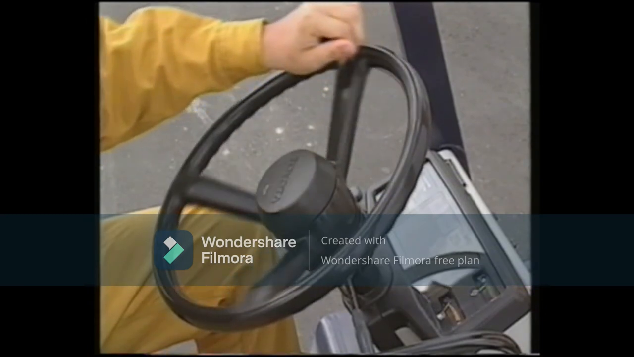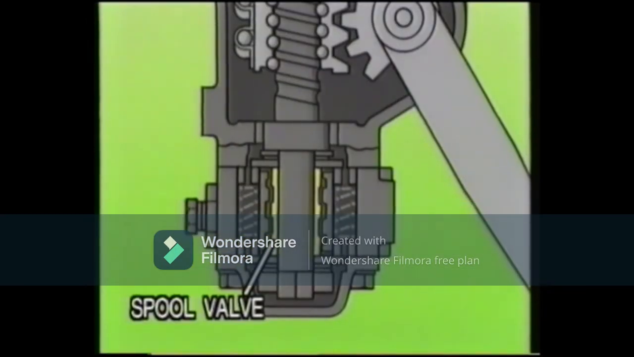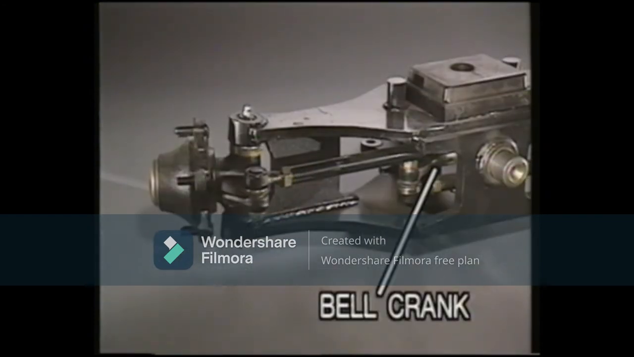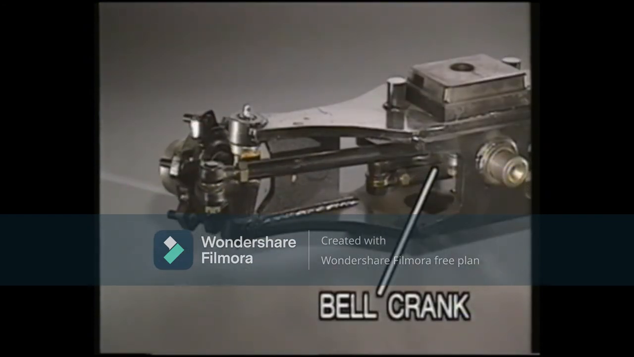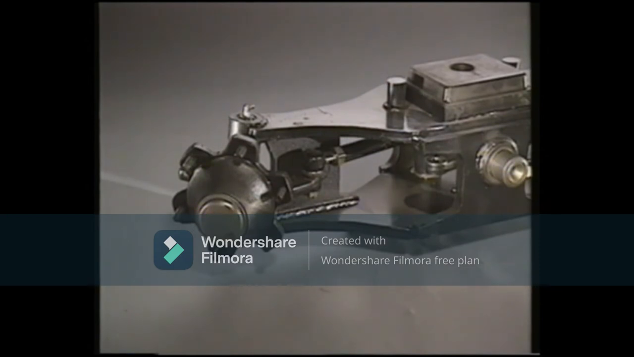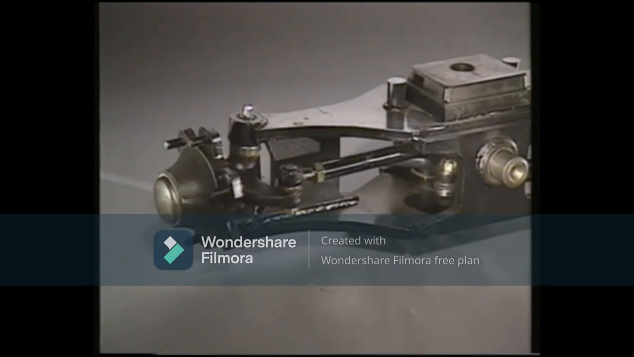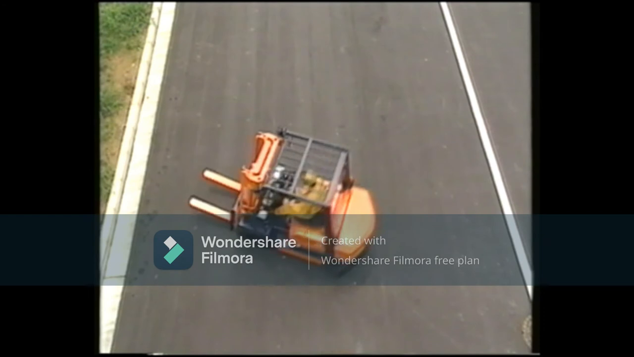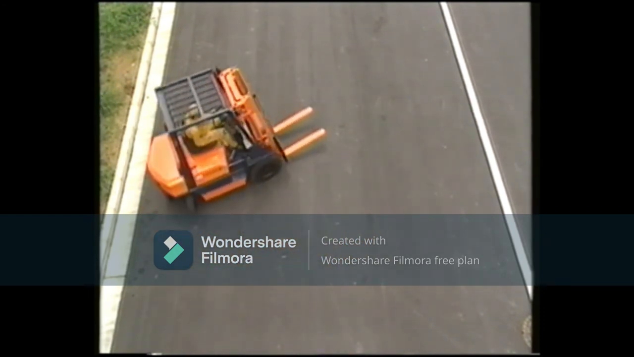As the steering wheel is turned, the spool valve located inside the steering gearbox switches the oil passages according to the rotation of the steering wheel. And the power cylinder rod moves linearly to provide the steering assist power. The linear movement of the rod is changed to a lateral movement by the bell crank, and the wheels are steered accordingly. Forklifts are steered by the rear wheels, therefore the rear part of the vehicle draws a circle when it turns.